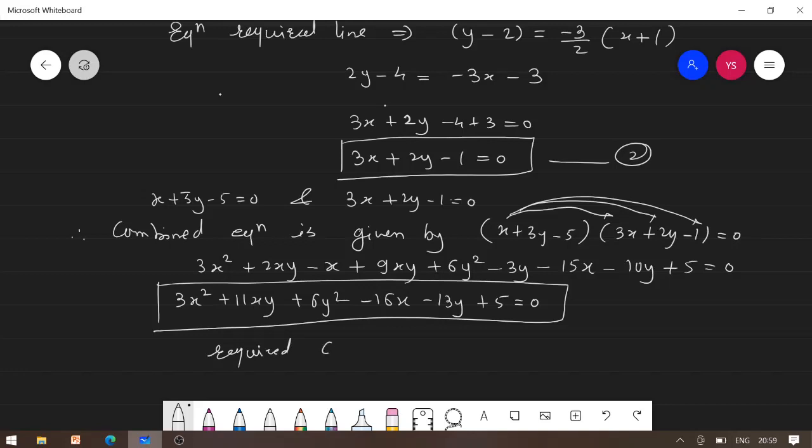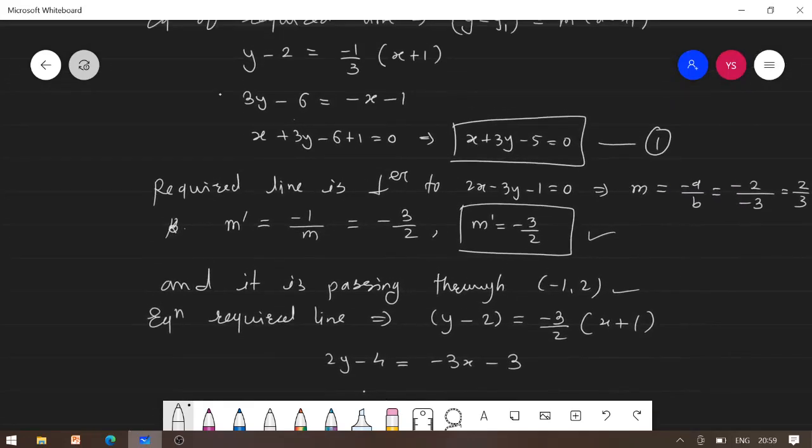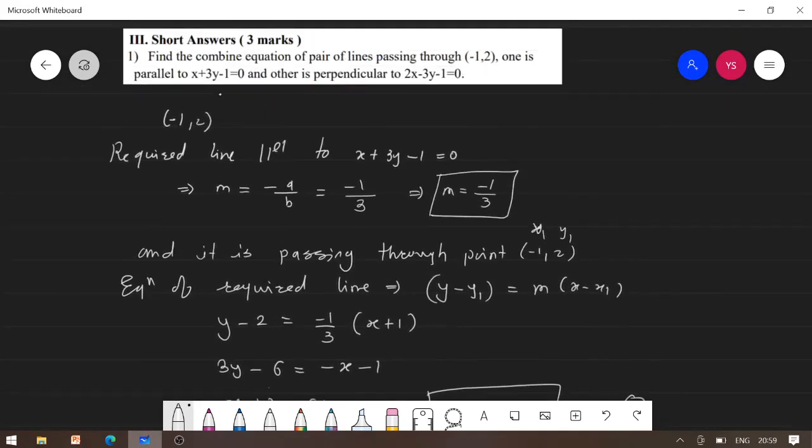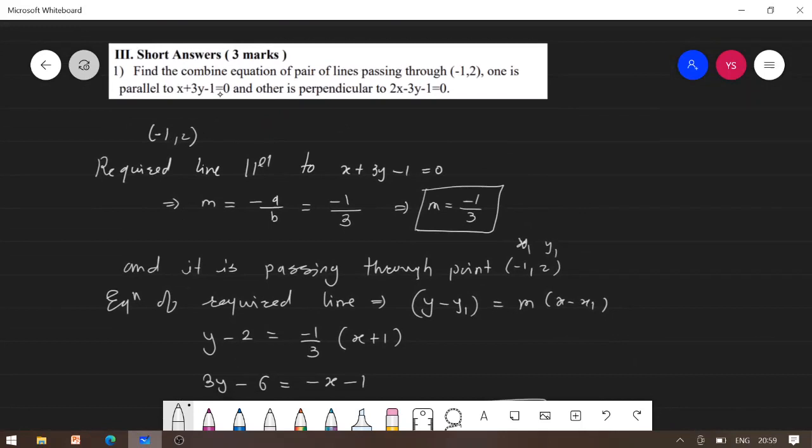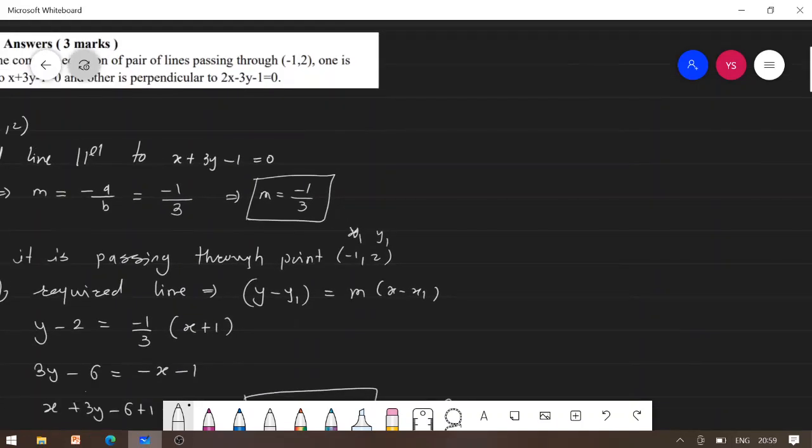Required combined equation of pair of lines passing through the point (-1, 2). One is parallel to x plus 3y minus 1 equals 0, and the other is perpendicular to 2x minus 3y minus 1 equals 0.